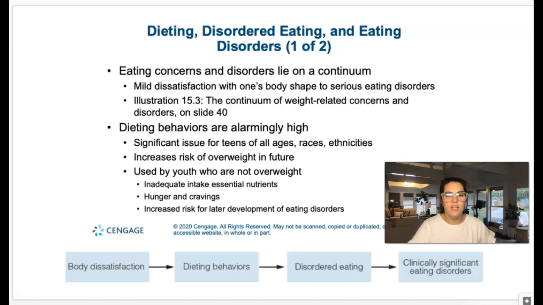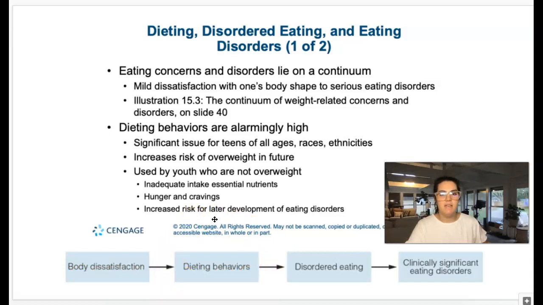So disordered eating kind of lies on a continuum in that one doesn't necessarily develop an eating disorder in one day. So it can start as just simple body dissatisfaction. I've talked about this and how our language is heard by the youngest of children. And so if we express dissatisfaction with our body, young children can hear that and they start to maybe judge their own bodies. So we see that it starts with body dissatisfaction, which may lead to dieting behaviors.